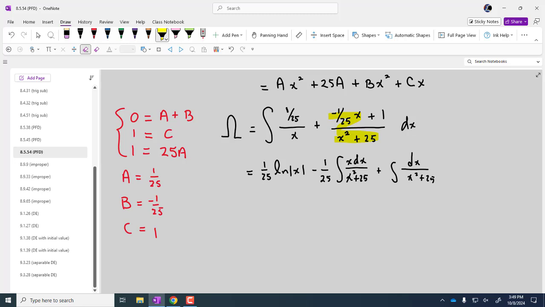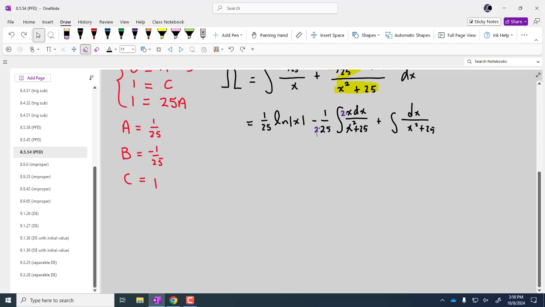This first integral, what form is it almost in? Log form. We're going to multiply the numerator by 2, multiply the denominator by 2. The derivative of x squared plus 25 is 2x, so we need a 2 there so that the derivative of the bottom is the top. The one on the right is going to be a tangent inverse. So let's get to that.